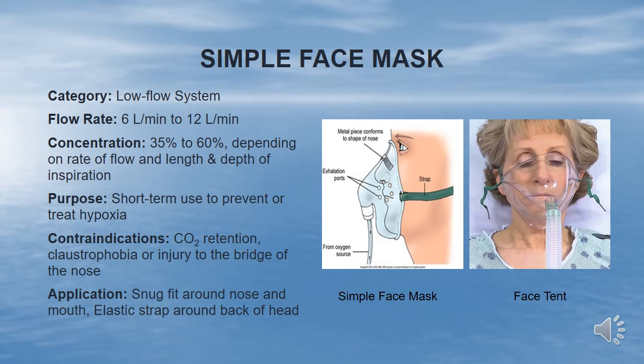The mask is applied over the bridge and nose. A metal strip is located at the top of the mask to help it conform to the bridge of the nose. Holes are located on either side of the mask for exhalation and mixture with room air. An elastic strap goes around the back of the patient's head and should be adjusted on each side for a snug fit. Care should be taken to avoid scratching the patient's eyes when pulling the strap over and around the patient's head.